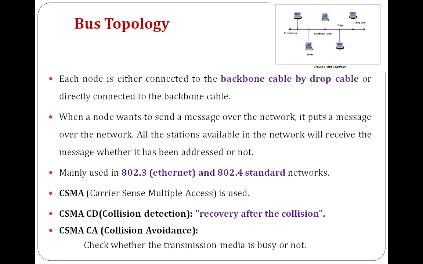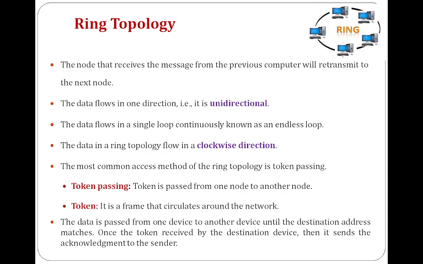And here, what is the drawback of that bus topology? If the centralized backbone cable is dropped, then the entire network will become damaged. It will become deleted. So that is the only drawback of the bus topology. To overcome this drawback, we go for the ring topology.